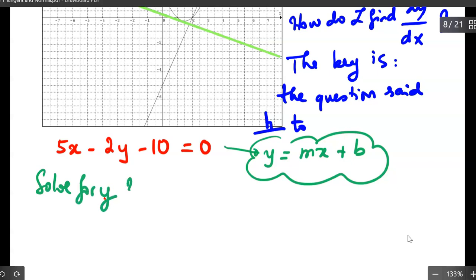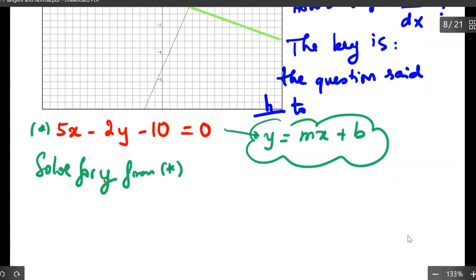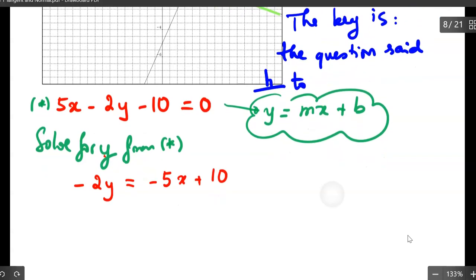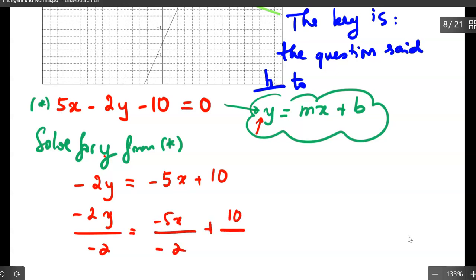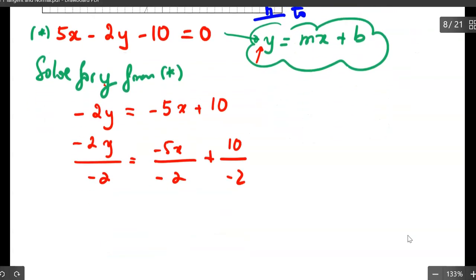Okay, from this equation, I will make this equation star. Then, in solving for y, I will have negative 2y equal to negative 5x plus 10. But I need to have the coefficient here as 1, so I need to divide everything by minus 2. We make sure that we do this correctly, and what you see is that it cancels, and I end up with just y on the side.